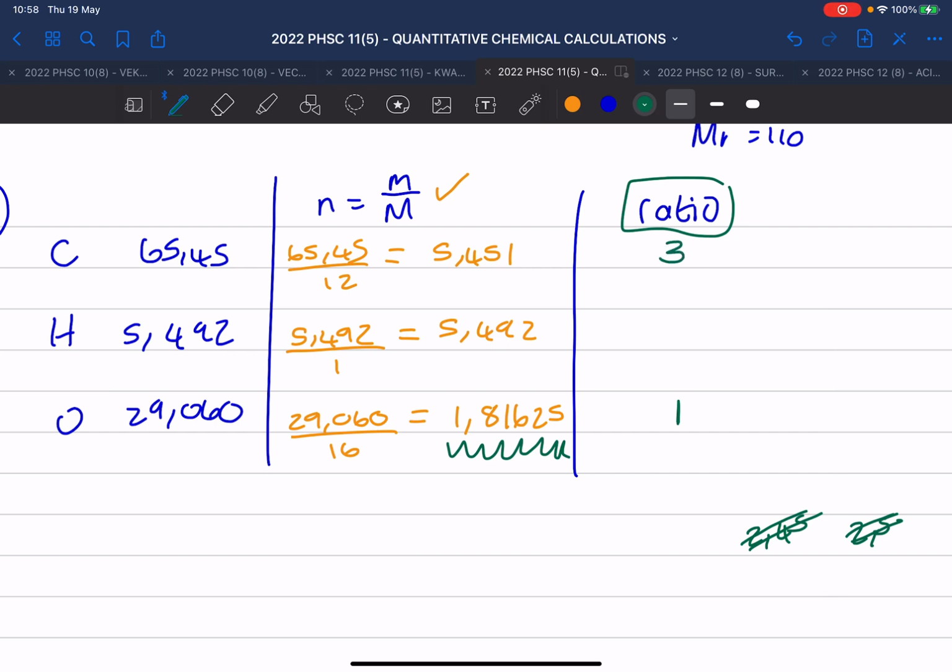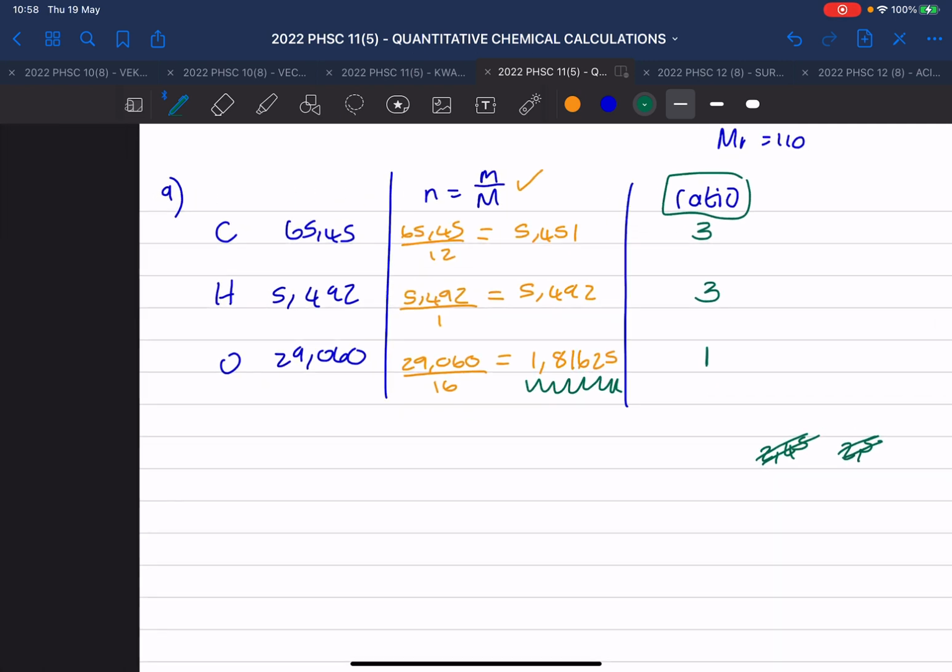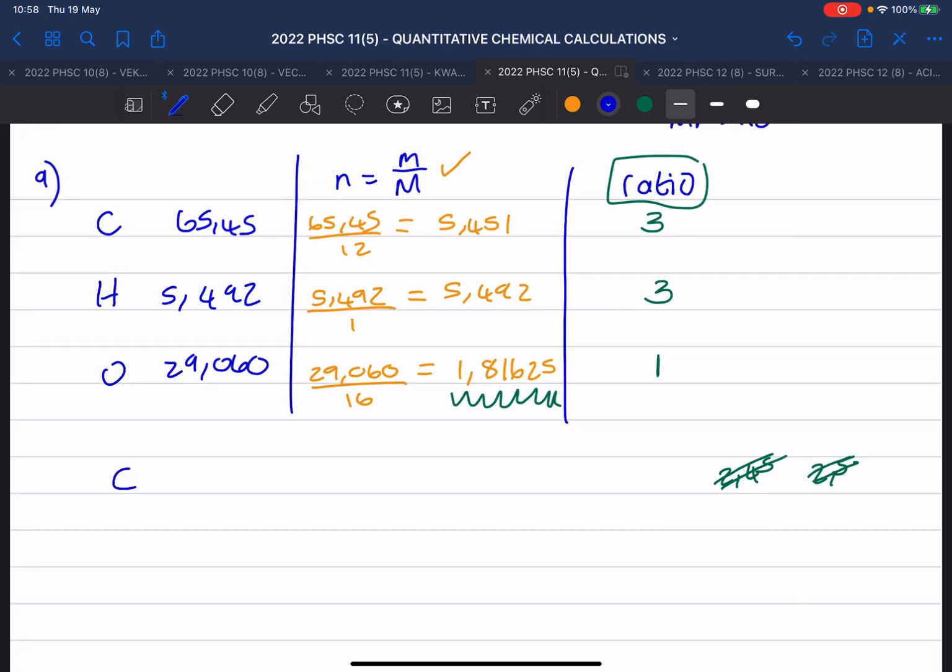And the next one? Both of them 3, because they're more or less the same. Okay, so you get this to be C3H3O. That there is called the empirical formula, the simplest ratio. But they ask for the molecular formula. So it can be a multiple of that. It doesn't have to be, but it can be.